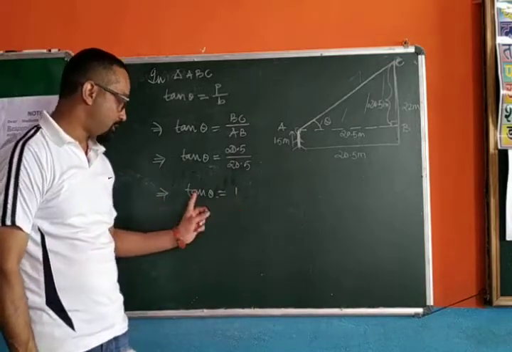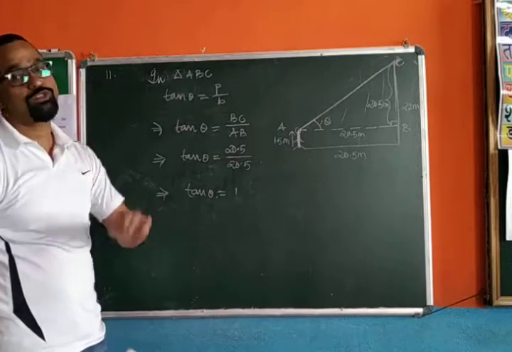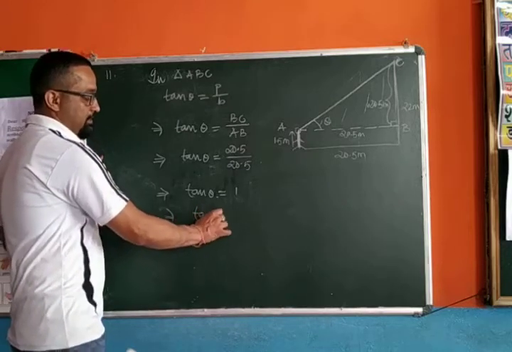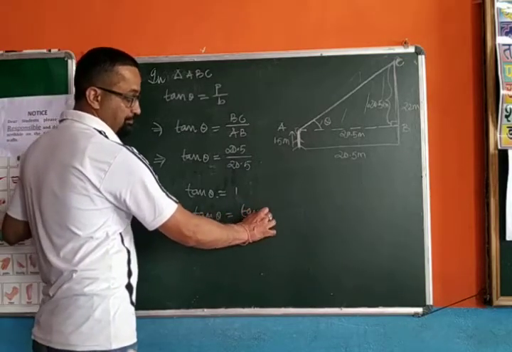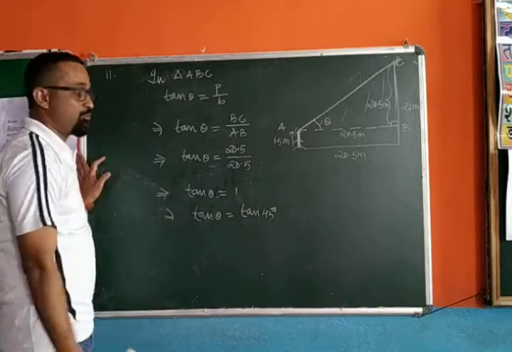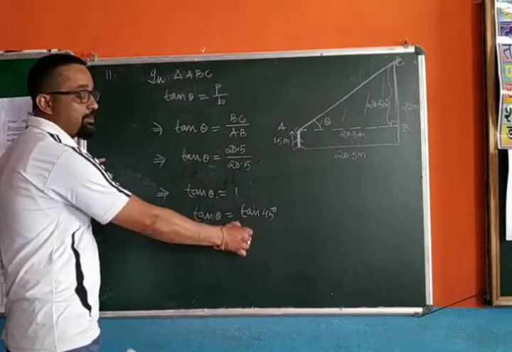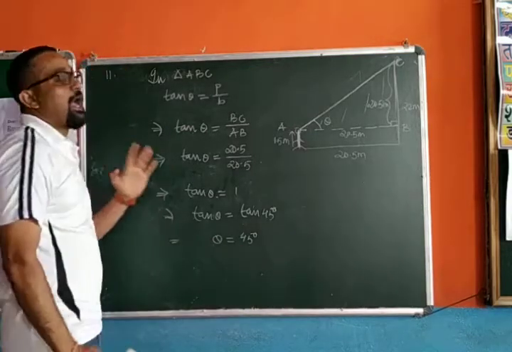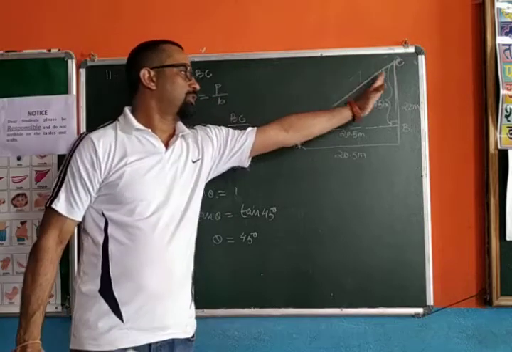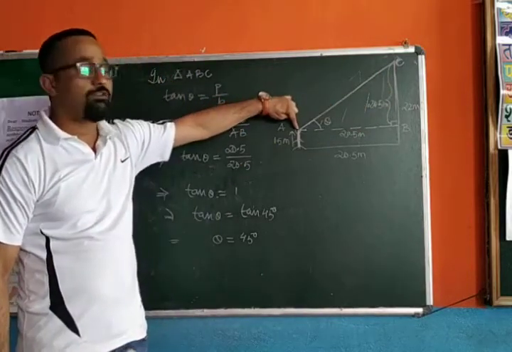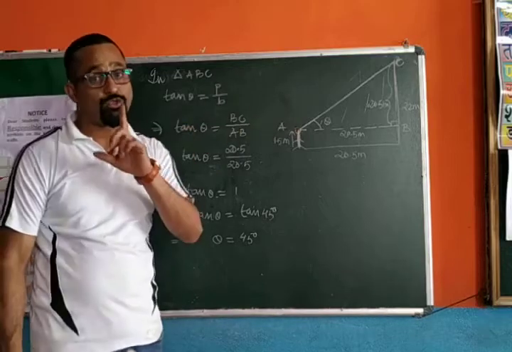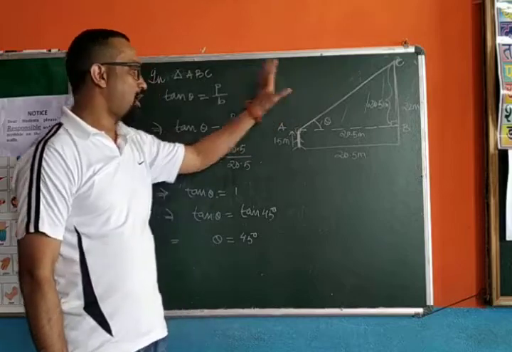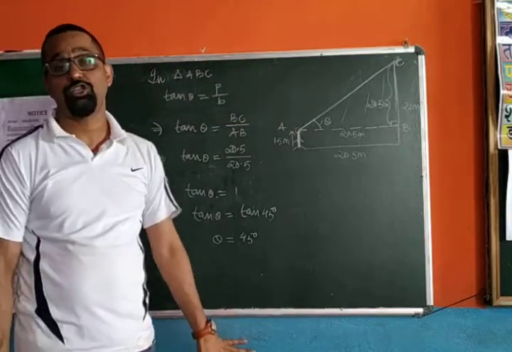Which trigonometrical ratio tan is 1? You have to use the ratios of standard angles. Tan theta is equal to tan 45. Tan 45 is equal to 1. You cancel tan from either side. Therefore, theta is equal to 45 degrees. That is the angle of elevation of the tower from the eye of the observer. You have to read it carefully to draw the diagram. And once you draw the correct diagram, you can easily apply the trigonometrical ratio to get the answer.